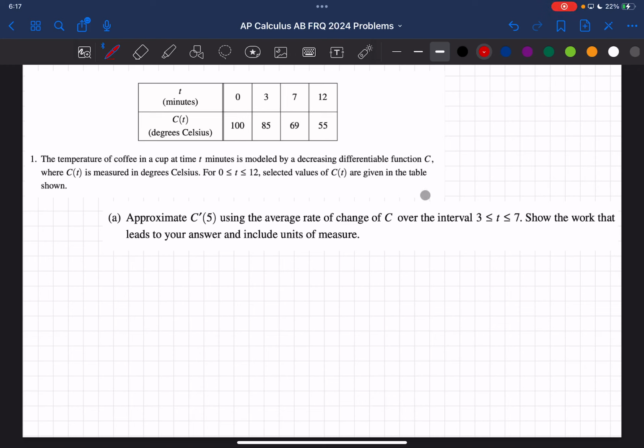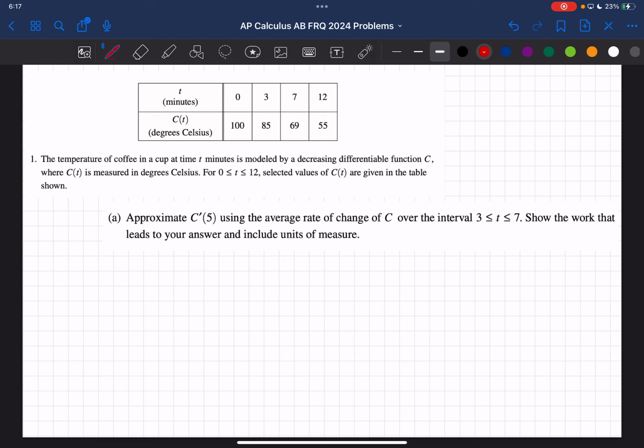So for number 1, they give us this table. It says the temperature of a coffee in a cup at time t minutes is modeled by a decreasing differentiable function c, where c is measured in degrees Celsius. And they give us from 0 to 12 select values of c in this table. For part A, we want to approximate c prime, and they even tell us to use the average rate of change over the interval from 3 to 7.